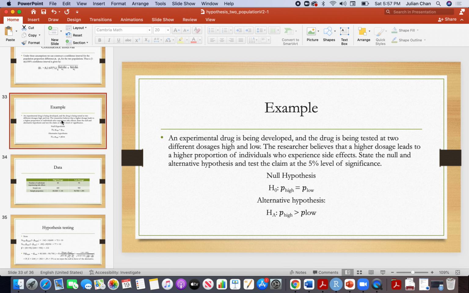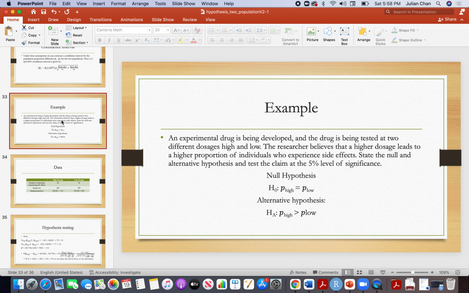Okay, so imagine we have the following scenario in which an experimental drug is being developed and the drug is being tested at 2 different dosages, high and low. The researcher believes that a higher dosage leads to a higher proportion of individuals who experience side effects. State the null and alternative hypothesis and test the claim at the 5% level of significance.